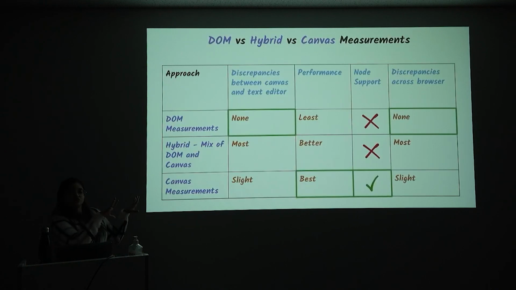And this is the overall conclusion of the three approaches. DOM measurements is the best when it comes to discrepancies between text editor and cross-browser. And Canvas measurement is a huge win when it comes to performance and the Node.js support. Depending on your use case, you can take the call on which one you want to go ahead with. But in Excalidraw, we do use the canvas measurements.